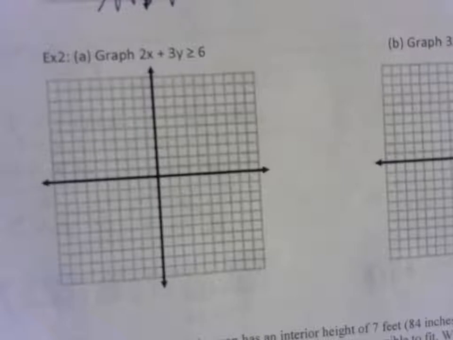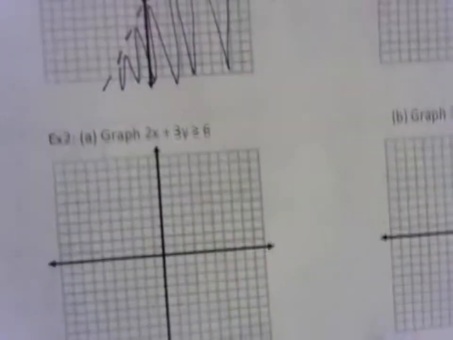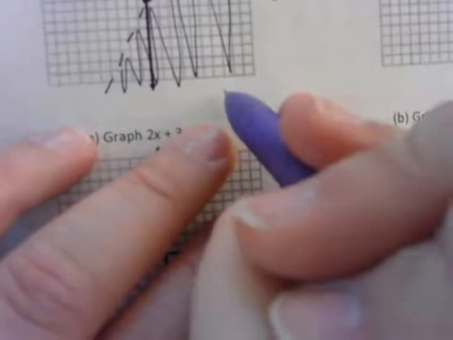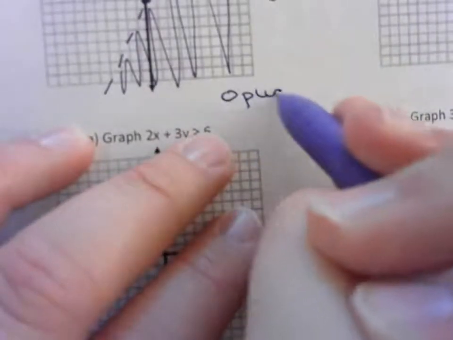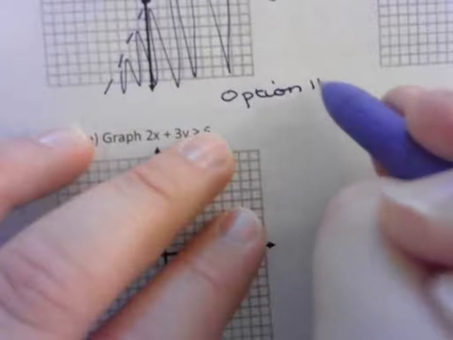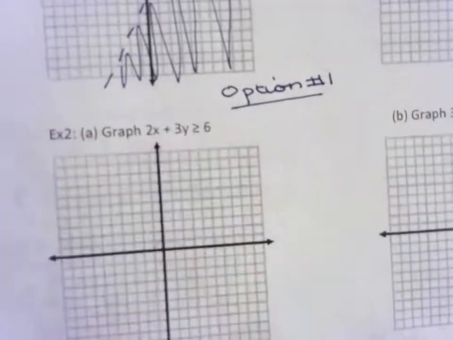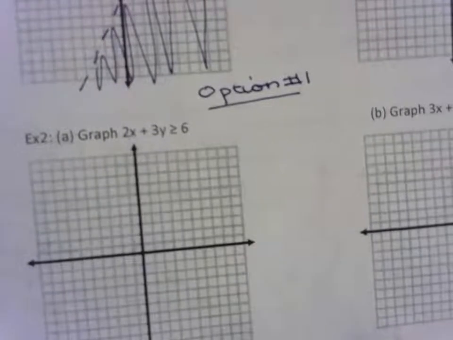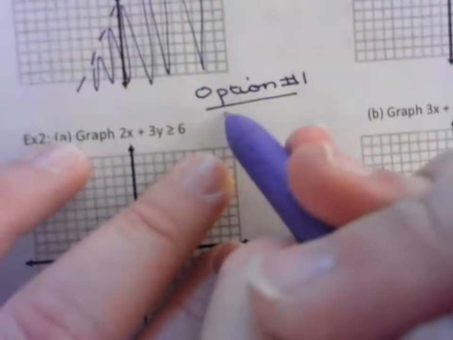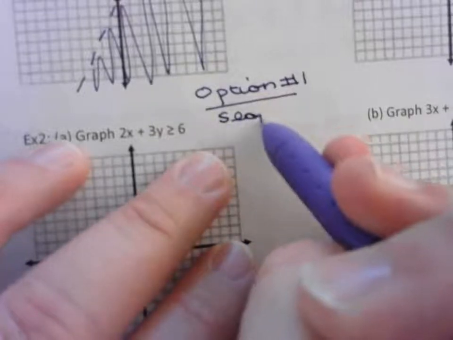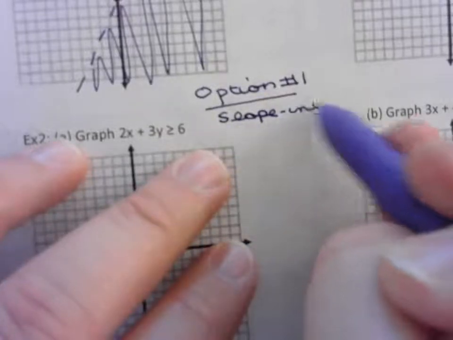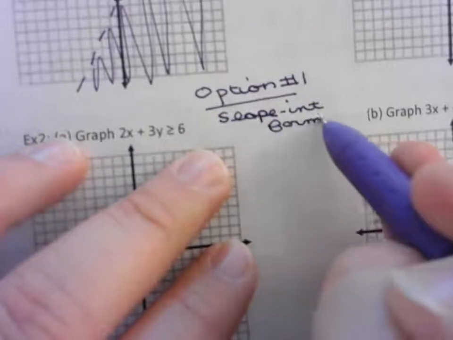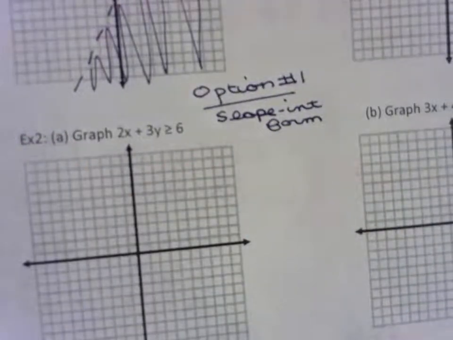I'm going to show you 2 ways to do this. You can decide which way you want to do it for your homework and your tests and study guide. But I want you to write down both ways. So here's option 1. I want you to write both of these down, and then you can choose which way you want to do. It's up to you. Option 1 is to do slope-intercept form.